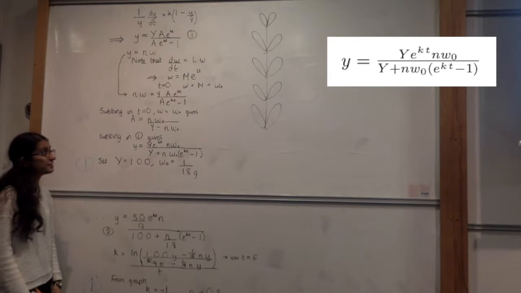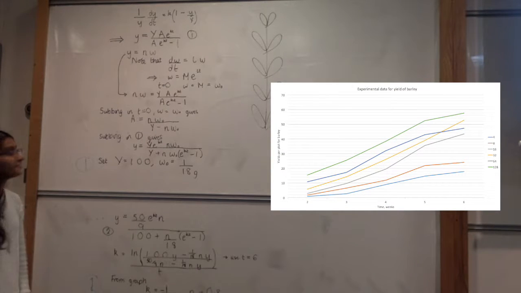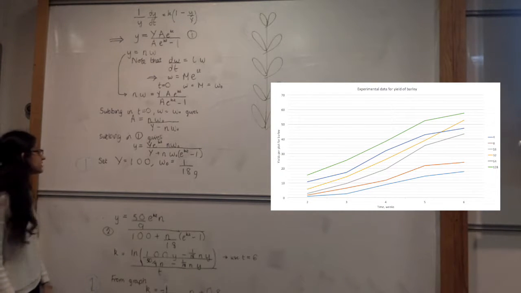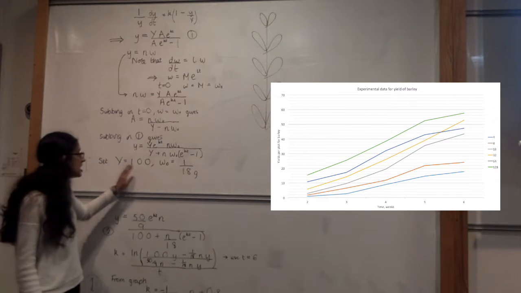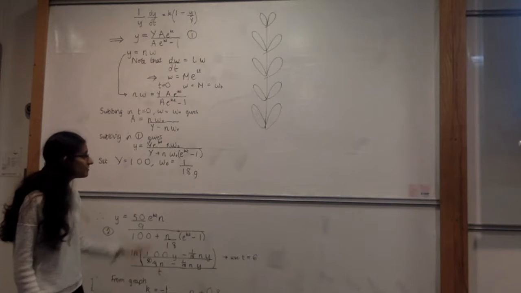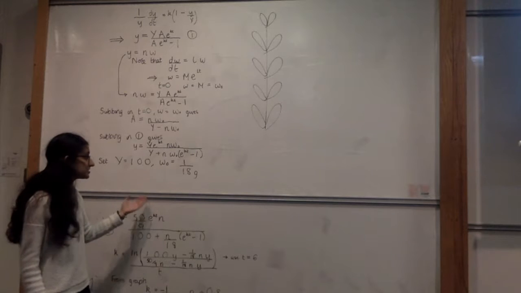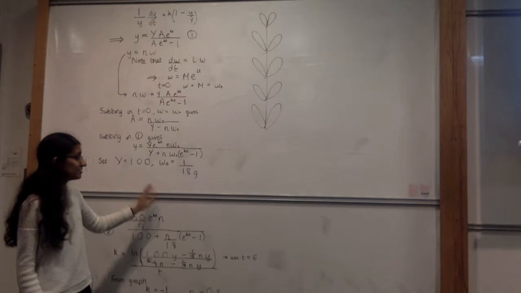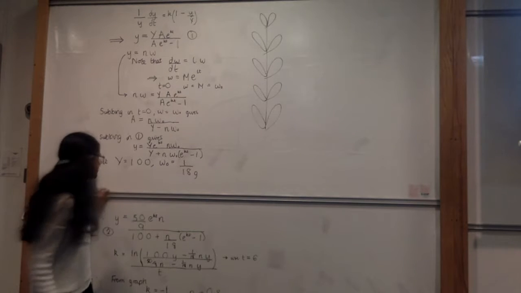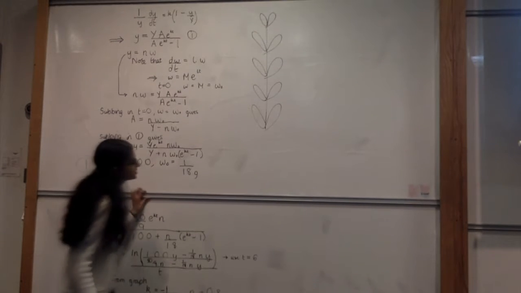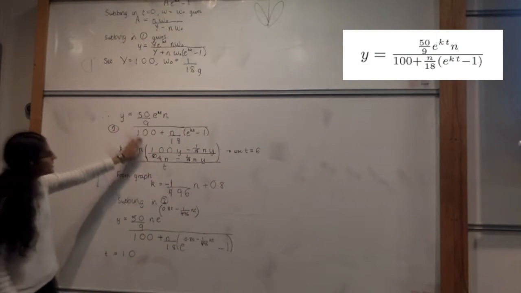Now, using the graph of yield against time from the data, we can set capital Y, our carrying capacity or maximum yield, to be 100. And from research using the internet, we find that W0, the weight of a plant at the very start when t equals 0, basically the weight of the seed, is 1 over 18 grams. So substituting these in, we find little y equals this expression.